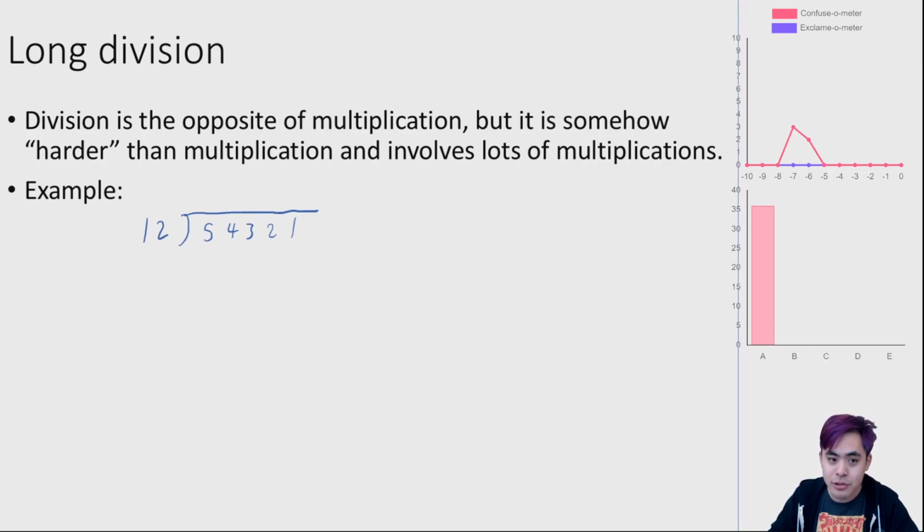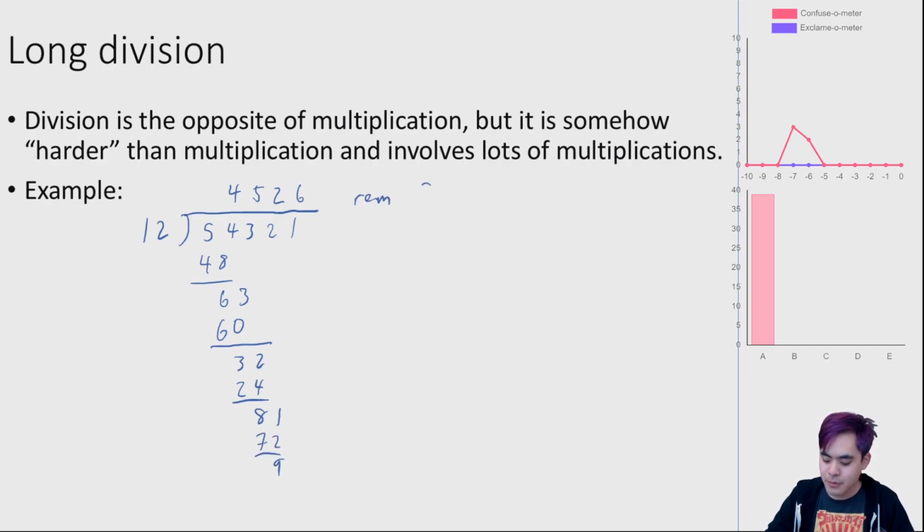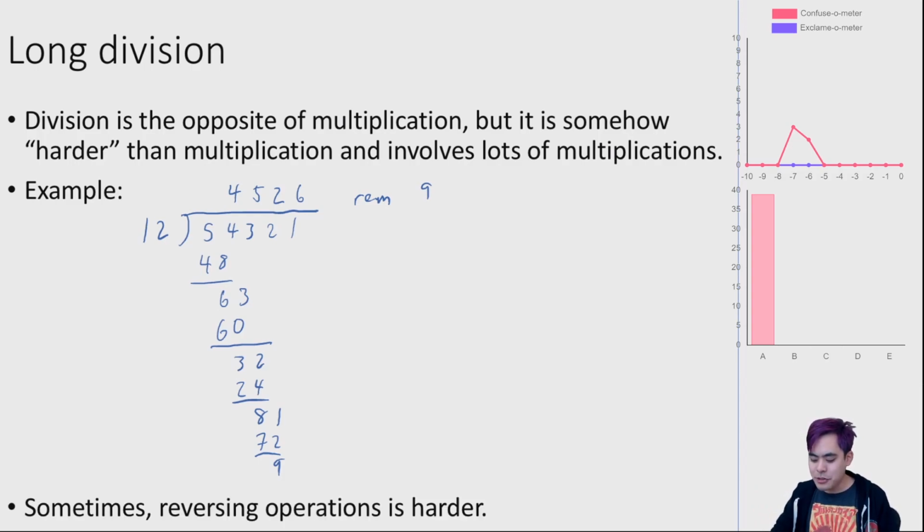Well, if you're doing long division, the first thing to do is you put a 4 here because 4 times 12 is 48, which is the largest multiple of 12 smaller than 54. You subtract that out, you end up with 6, you put the 3 there, and then you put a 5 here, since 60 is the largest multiple of 12 that is smaller than 63. So then you get 32, you repeat that, so you get a 2 there, 24, 81. You get a 6 there, so that's 72, 9, remainder 9. And you notice we had to do a lot of multiplications there to get that, whereas if you just wanted to multiply through, it would in some ways be easier. And so sometimes reversing operations is harder.